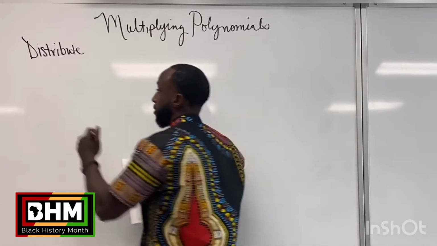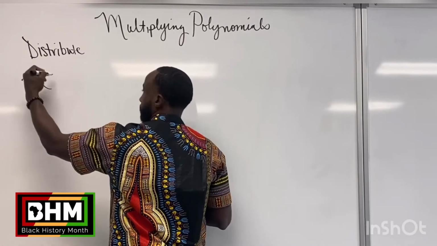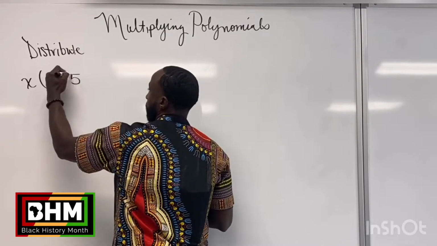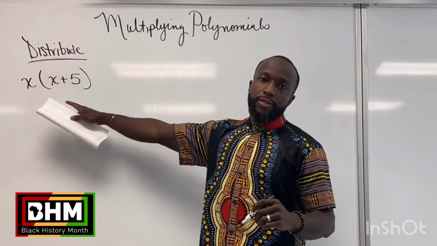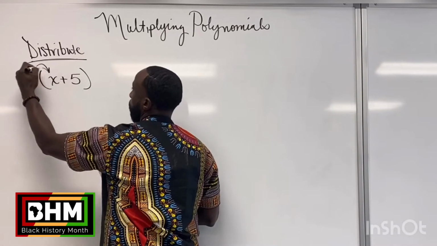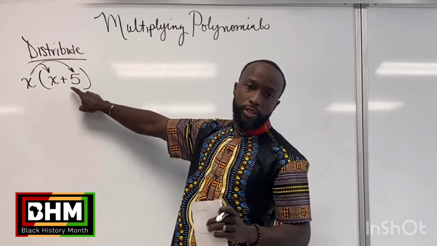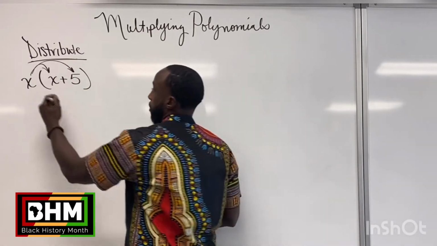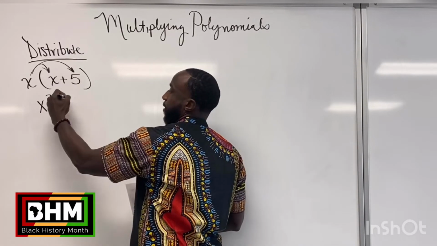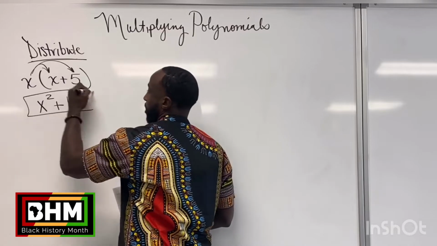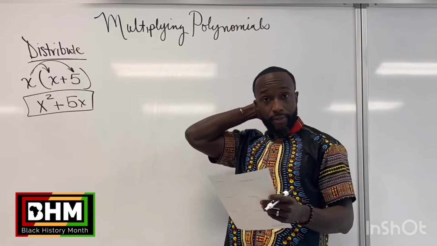So, for instance, if you've got x times the quantity x plus 5, when you distribute, that means everybody inside of this parenthesis is going to get an x. A rule of thumb is to draw an arrow to make sure that you take care of the distribution of that last term. So it'll be x times x, which is x to the second power, plus x times 5, which is 5x. And you're done here because there are no more like terms.